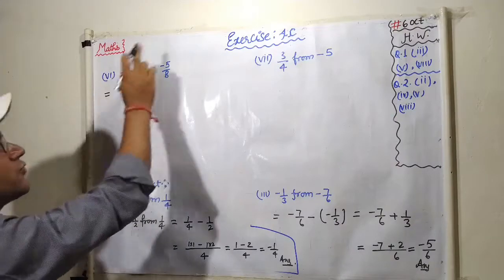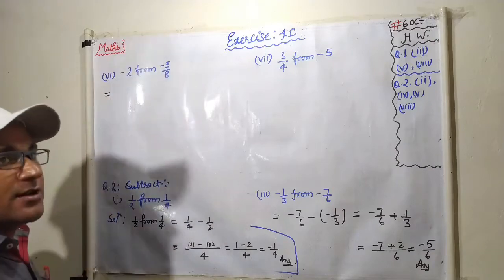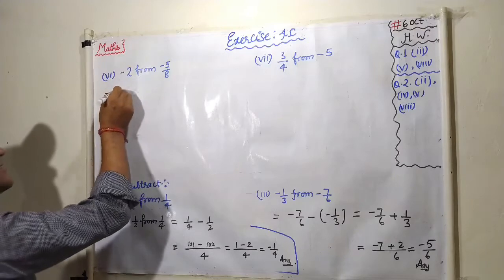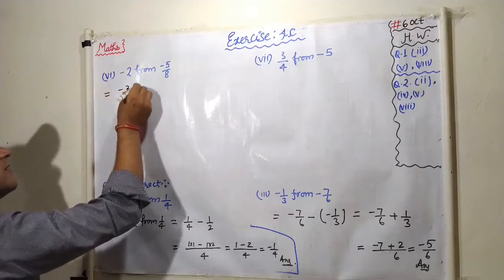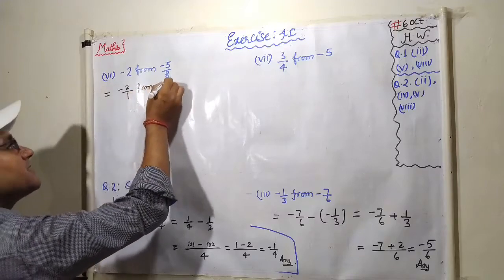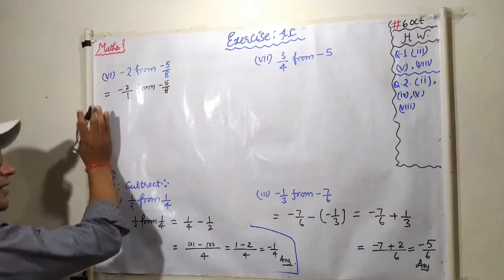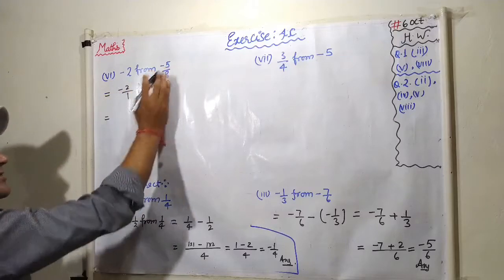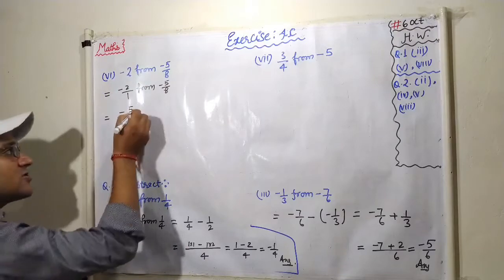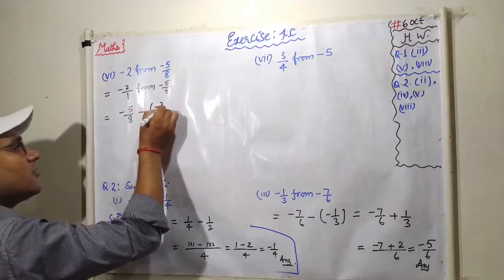Subtract minus 2 from minus 5 by 8. This quantity you will subtract from this one. This is only integer. So if you want, you will write one more step, minus 2 upon 1. Subtract minus 2 upon 1 from minus 5 by 8. Okay. So then you are going to operate this one. First you write minus 5 by 8, subtraction sign minus, and this quantity you will write in a bracket, minus 2 upon 1.